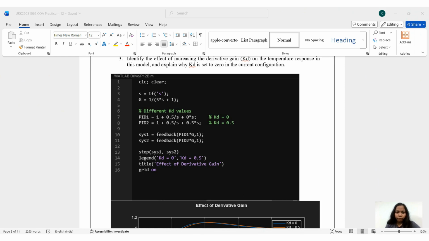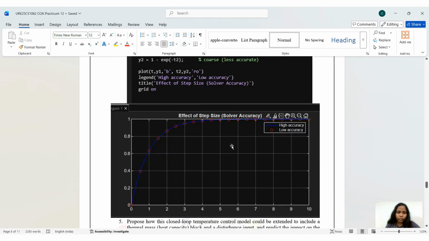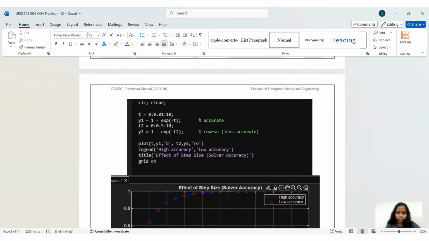The fourth concept deals with the solver configuration block, which controls how the Simulink model is executed. Parameters like relative tolerance determine the accuracy of the simulation. A lower tolerance value results in more accurate results but increases computation time, while a higher value speeds up the simulation but reduces accuracy. Therefore, selecting appropriate solver settings is important to balance accuracy and efficiency in the simulation.